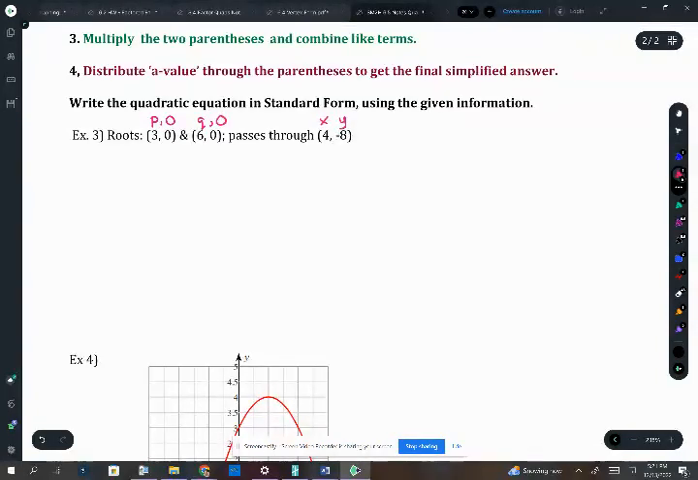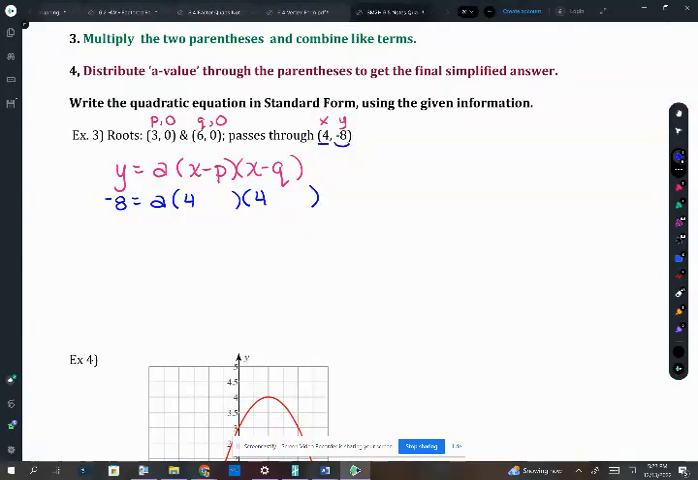So again, as we look up at the top, we look at our equation in intercept form, which is y is equal to a times x minus p times x minus q. And we're going to substitute our values in and solve for a. So notice again, our y is -8. A is what we're looking for. Our x is 4, and that's going to go in both x positions. And then we're going to subtract our p value. So in this case, we're going to subtract 3, and we're going to subtract 6. And then we just do the math.